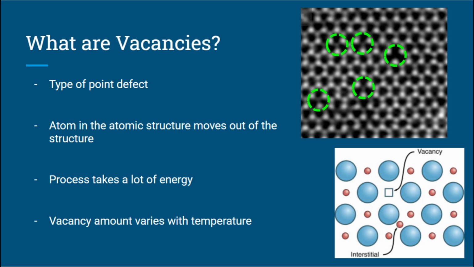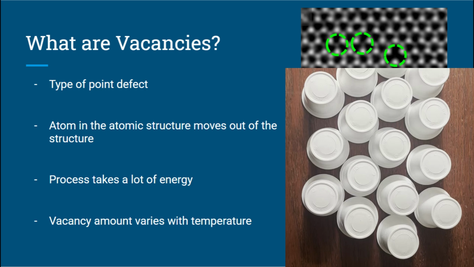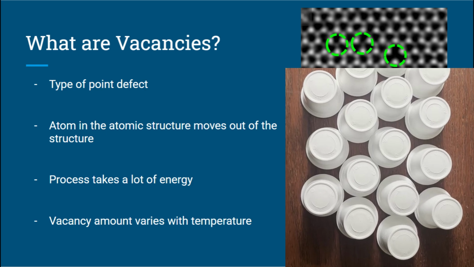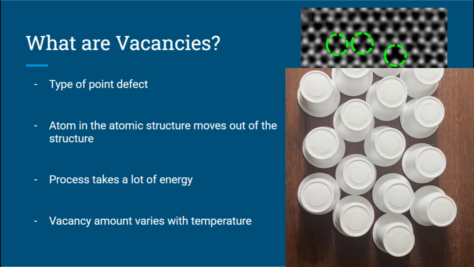Vacancies are a type of point defect in material. Point defects being localized disruptions in a crystalline structure. Vacancies are when an atom in the atomic structure moves from its normal position out of the structure, leaving a hole in the atomic structure. This process usually takes a lot of energy. The energy needed to move one atom out of an atomic structure is called the formation energy.